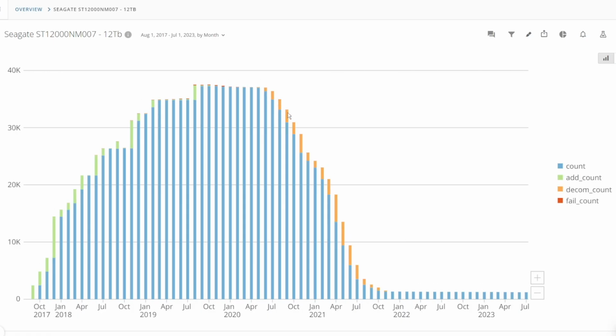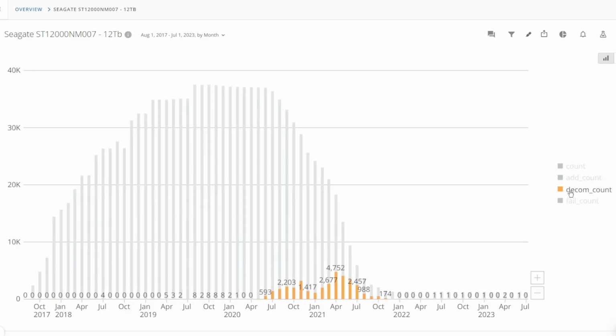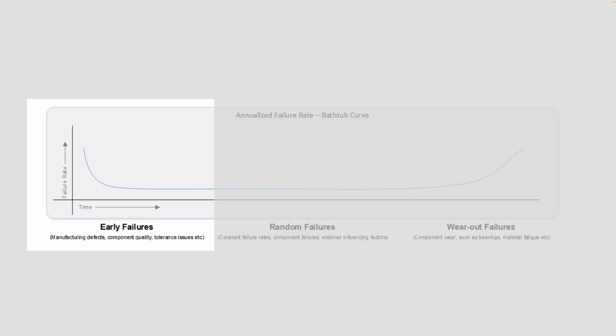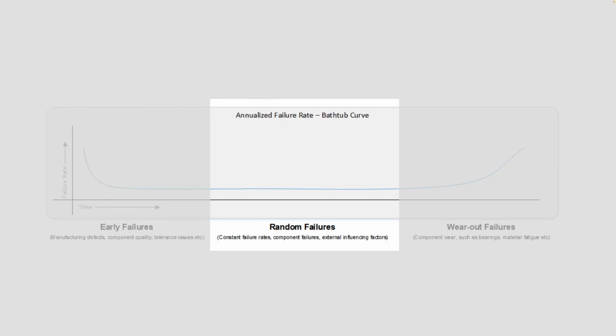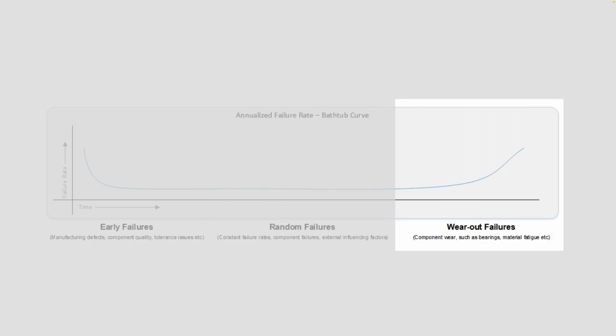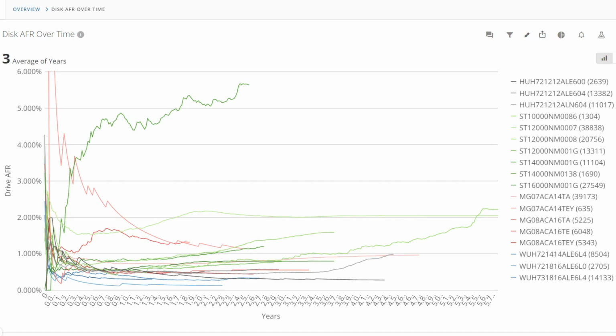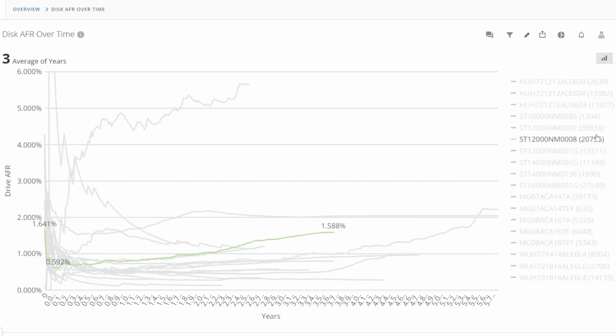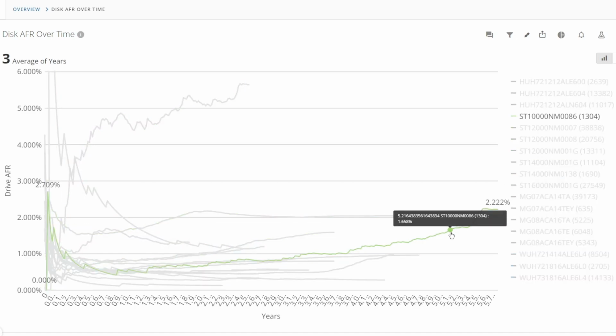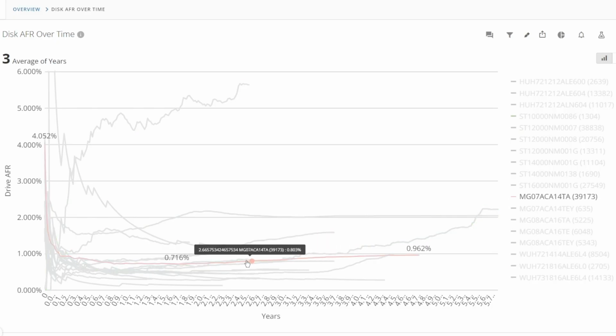AFR numbers reveal the likelihood of any given disk failing over the course of a single year, and this number changes as drives age. I covered AFR and the typical drive failure bathtub curve in my previous video, so go check that out. But in that video, I looked at the AFR stats for the larger capacity drives from 10 to 16 terabytes from these vendors, as well as from Toshiba, but those were all enterprise units.